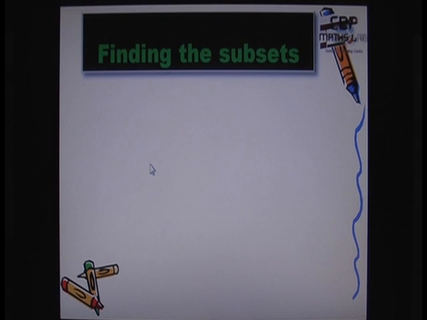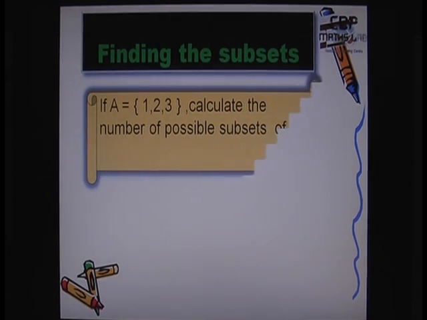So we're going to look at now finding the subsets. So your question may be, how do I do this? Now let's look at an example here first of all. If A is equal to 1, 2, 3, calculate the number of possible subsets of A. Now note, the letter A here is representing the name of the what? Set. Good. So what we're going to find now is the number of subsets that can be formed from this set. Now if you notice, now we have listed the members of what? This set. So now let's see how we can calculate the number of possible subsets of A.